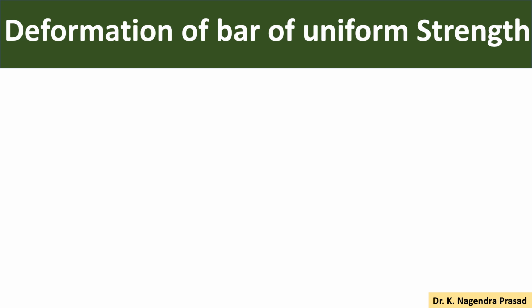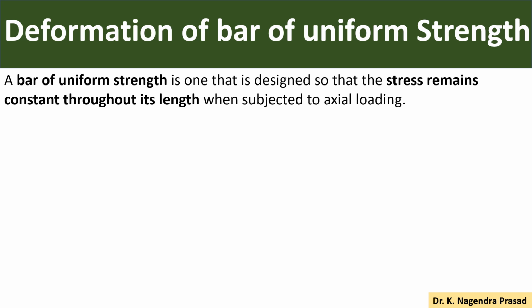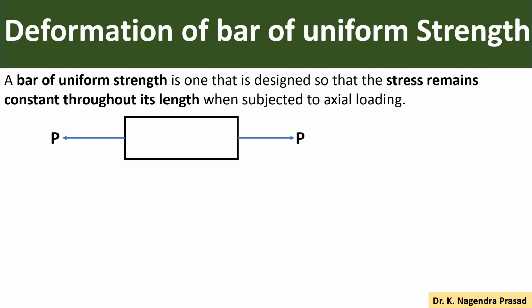In the present video, we will calculate the deformation of a bar of uniform strength. A bar of uniform strength refers to a bar in which stress remains constant throughout its length when it is subjected to axial loading. Let's consider a bar which is subjected to tensile force capital P. Here, the cross-sectional area of the bar is constant.